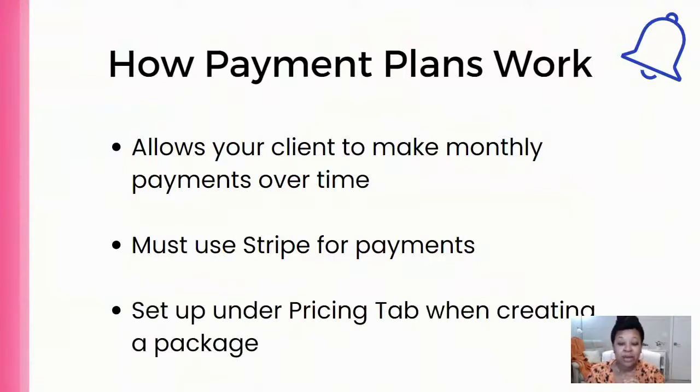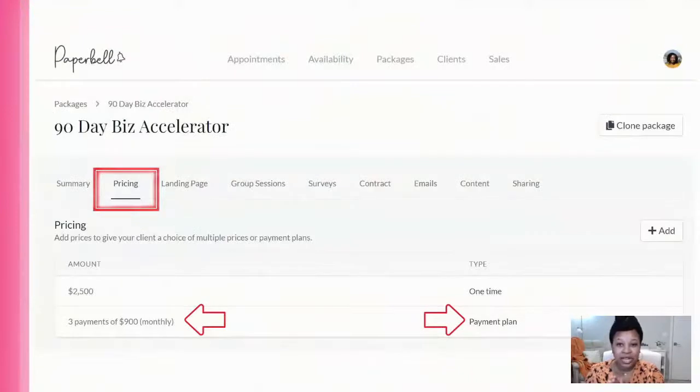And lastly, in order to do this, and I'll show screenshots after this slide, you're going to set up the actual payment plan under the pricing tab when you're creating a package. With Paperbell, everything starts with creating a package. So if you have a 12-week program, you create that package and input all the details of what that package involves. Then when you go to the pricing tab, that's where you say, okay, they can either pay in full for this amount or have a payment plan for this number of payments at this amount.